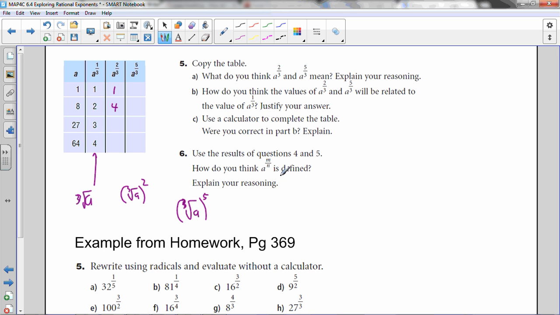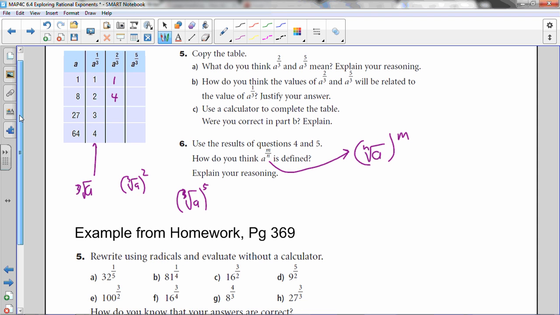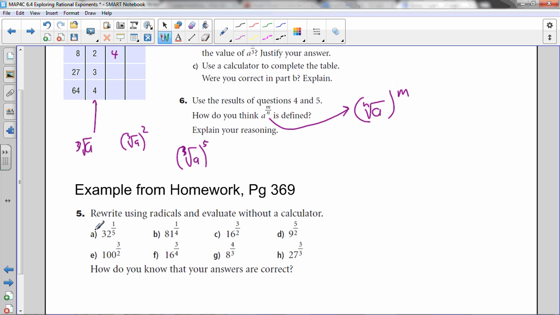How do you think a to the exponent m over n is defined? Well, I'll bet you it's the nth root. Whatever the root is, the root goes on the bottom, and then we take it to the exponent m. That's the pattern you're supposed to see. This is the pattern that we'll practice tomorrow. This homework question is basically just practicing this.